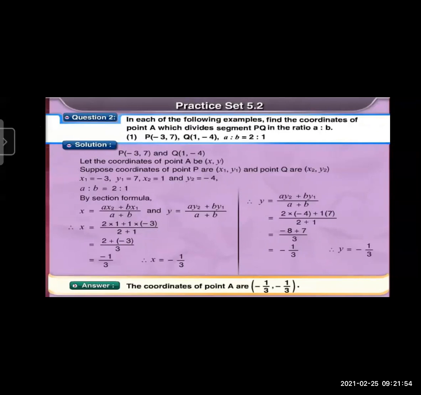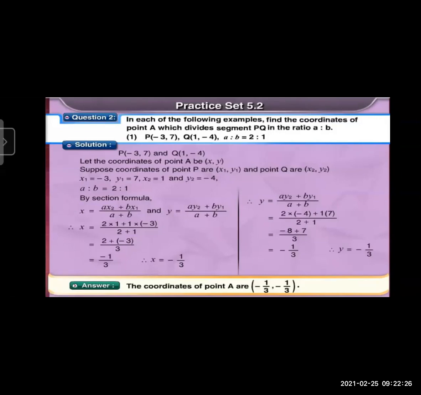Second question, same way. We write, in each of the following examples, find the coordinates of the point A which divides the segment PQ in the ratio a:b. So students, here I take only one question from your practice set. I hope you solve the remaining questions from your practice sets. So see, first question is P(-3, 7), Q(1, -4), and the ratio is 2:1.